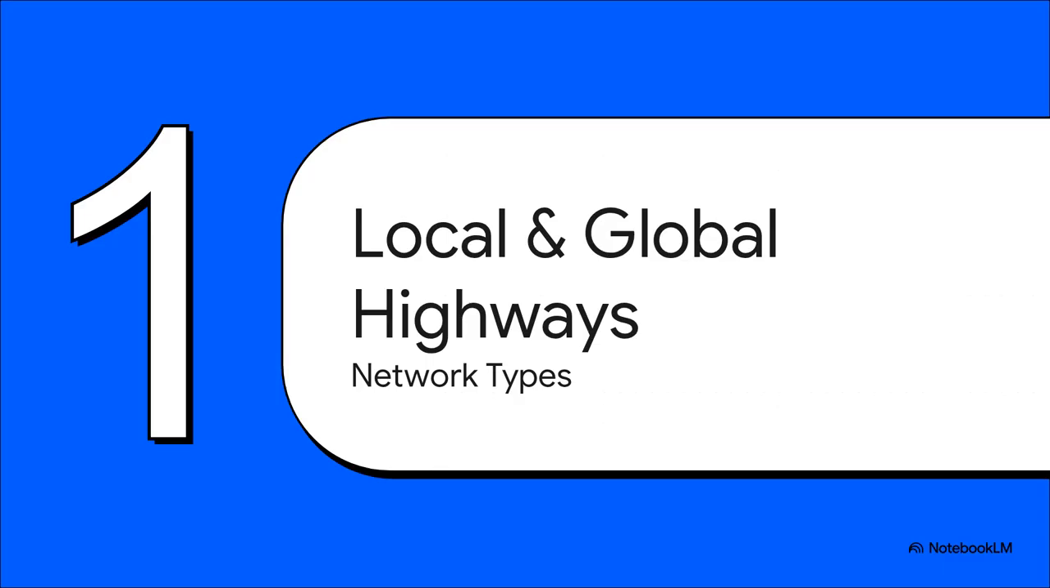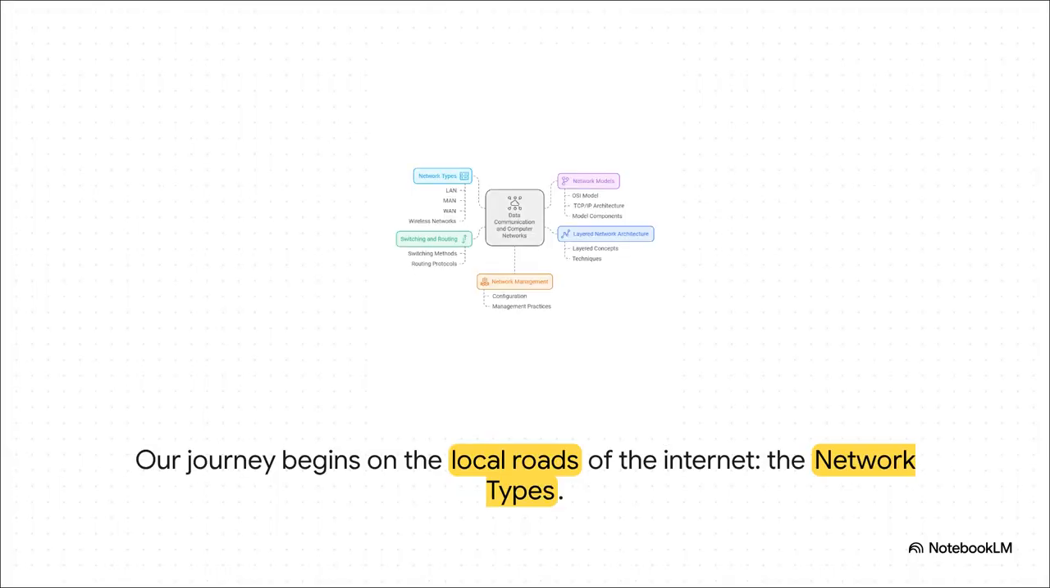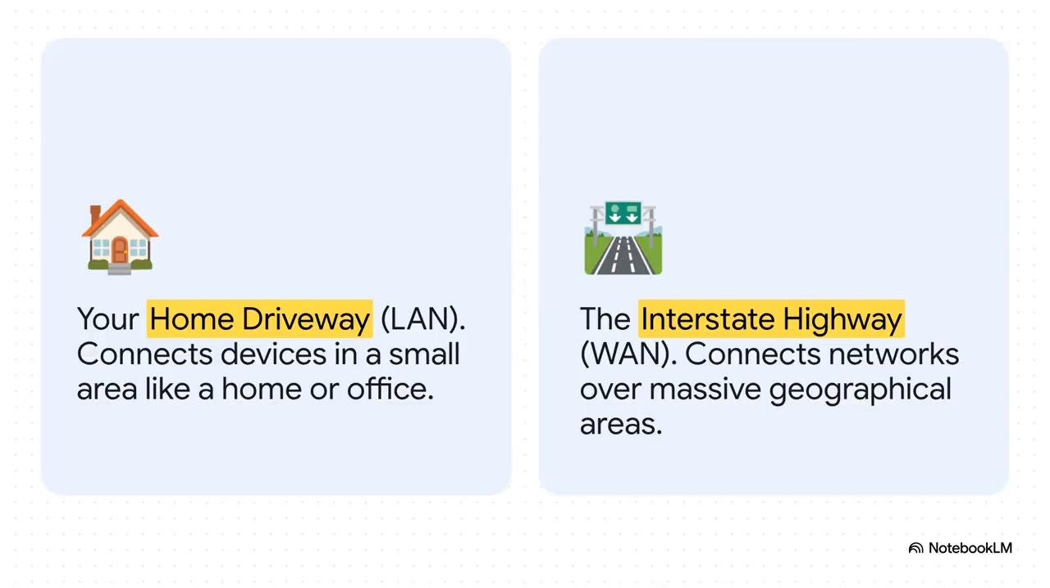Okay, so every journey has to start somewhere, right? Usually it's that first step out the front door. Well, for our data packet, that front door is its local network. So, looking at our map, the journey begins right here, in this section on network types. You can think of these as the first few streets our packet needs to navigate before it can merge onto the really big interstates. Let's start with the two big ones.